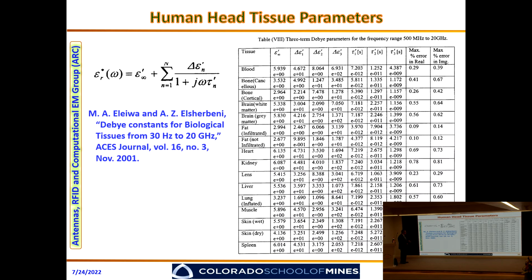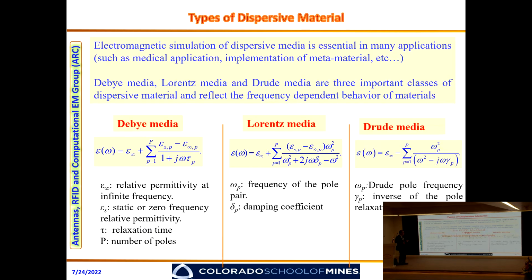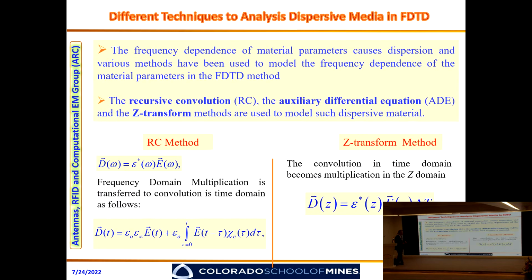Now, this is the same table I showed you before, how we use dispersive material. The previous simulation was running only at one frequency, 900 megahertz. At that time, we had only the properties at 900 megahertz. But when we started to look at the dispersive material much closer, we use the Debye model, then use Lorentz or Drude, although we can convert between them easily. And for the method itself, we still use the recursive convolution method or the Z-transform.